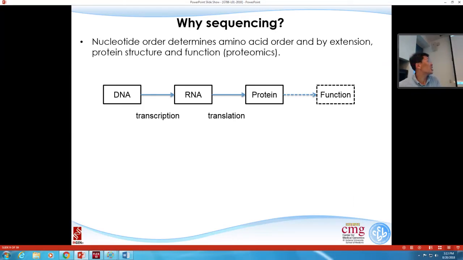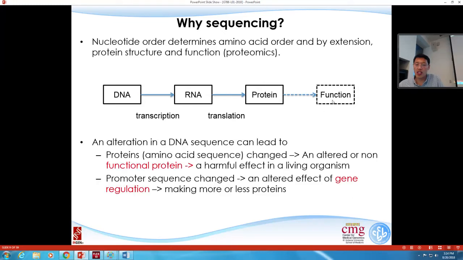Basically, this is the central dogma: from DNA to RNA, from RNA to proteins, and those proteins have function. We have transcription and translation. The nucleotide sequence, which we are going to sequence, will determine the order of the amino acid sequence as well, and further decode the protein structures and functions.